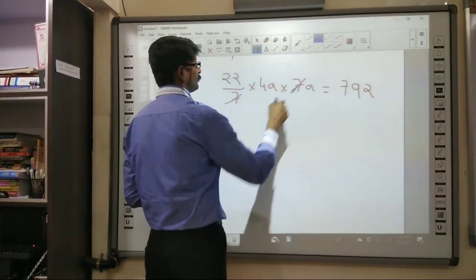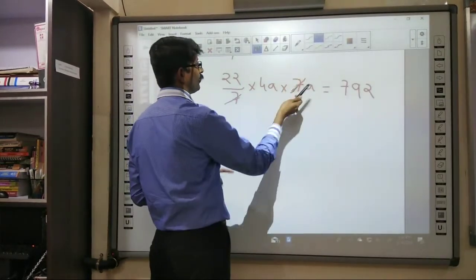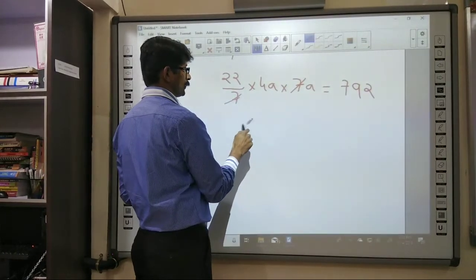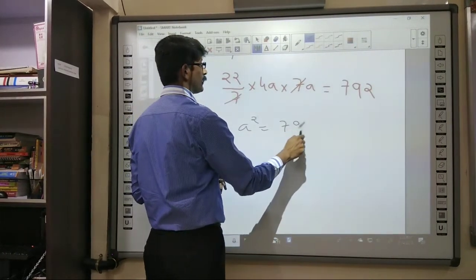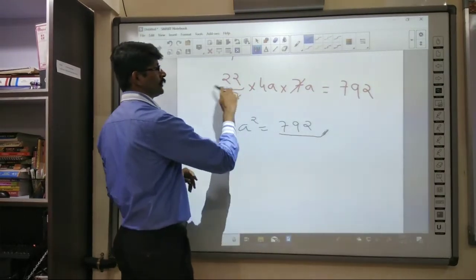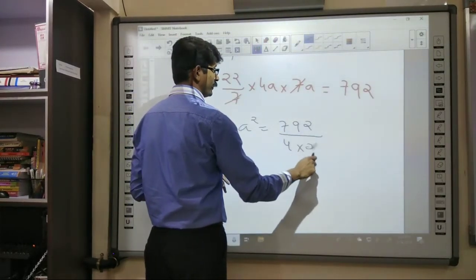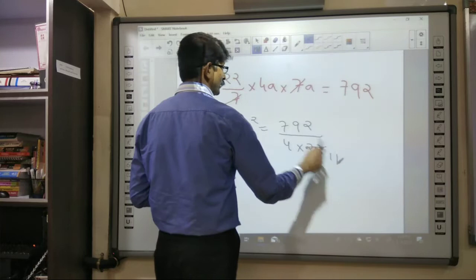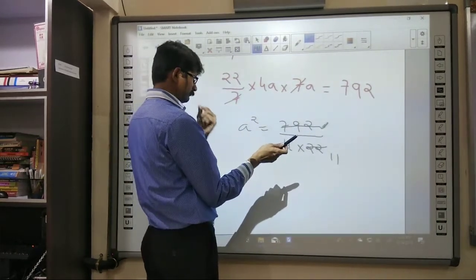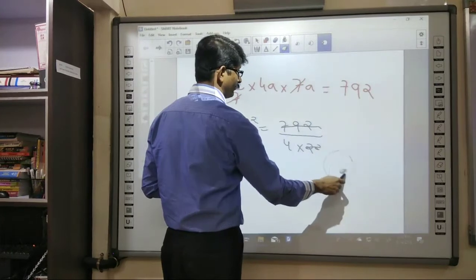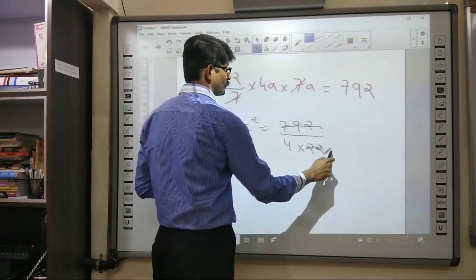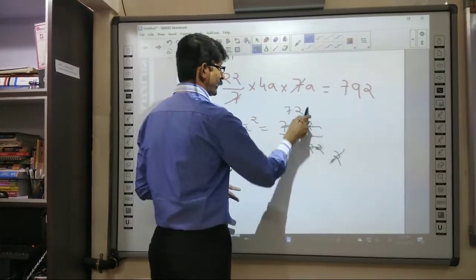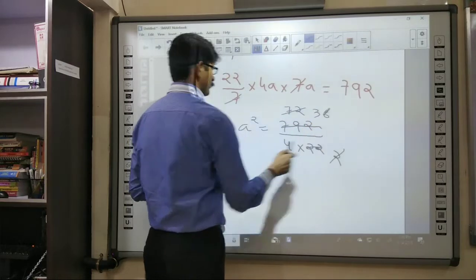So the 7 I can cancel with the 7, and then of course we will calculate this a square. So a square is equal to 792, and now I'm shifting this 4 and 22 to the other side, so it will become 4 into 22. If you simplify a little bit of calculation here and there, I can cancel this by 11 also. 11 2s are 22, and 11 7s are 77. And 2 you can cancel with this by 36. So we got a square.